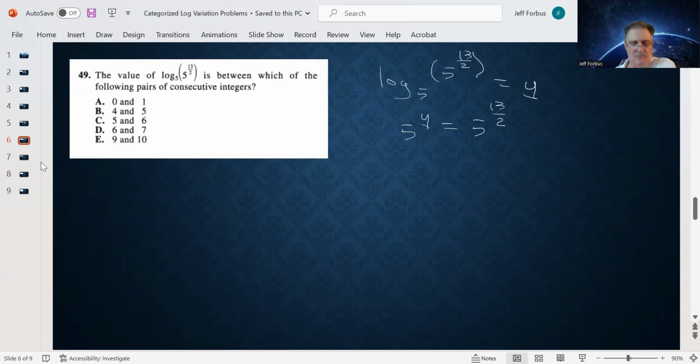Now, you see how both of our bases are the same number, 5 and 5? So we can pull our exponentials out and say y is equal to 13 halves. All right, so 13 halves works out to be 6.5. And so 6.5 falls between 6 and 7. Answer choice D as in dog. That's not too hard, is it? But notice how I leveraged the variable y here. I could have put x in there or z, whatever I wanted to. It wouldn't have mattered.